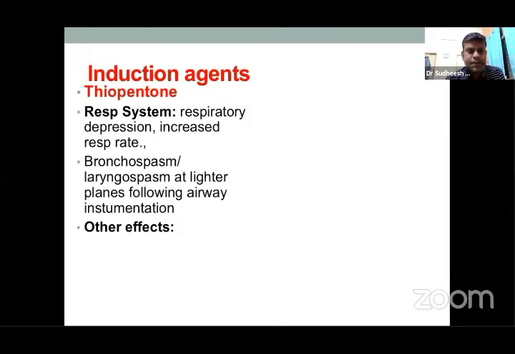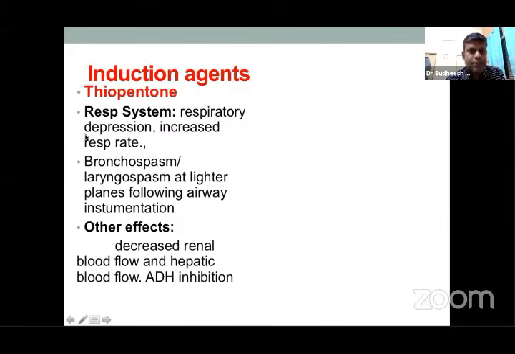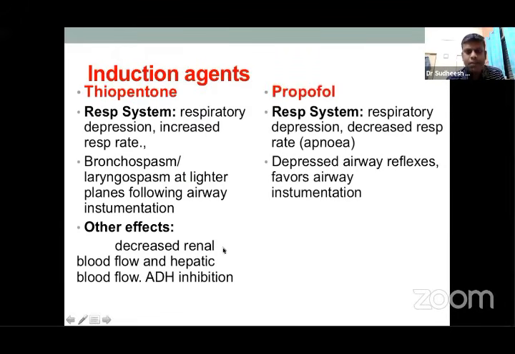So coming to the effect of thiopentone on the respiratory system, basically it induces bronchospasm at lighter planes because it doesn't suppress the airway reflexes. Whereas propofol depresses the airway reflexes, therefore it favors airway instrumentation even without muscle relaxation. An important thing is that propofol causes apnea, which is not often seen with thiopentone. So that is one thing.